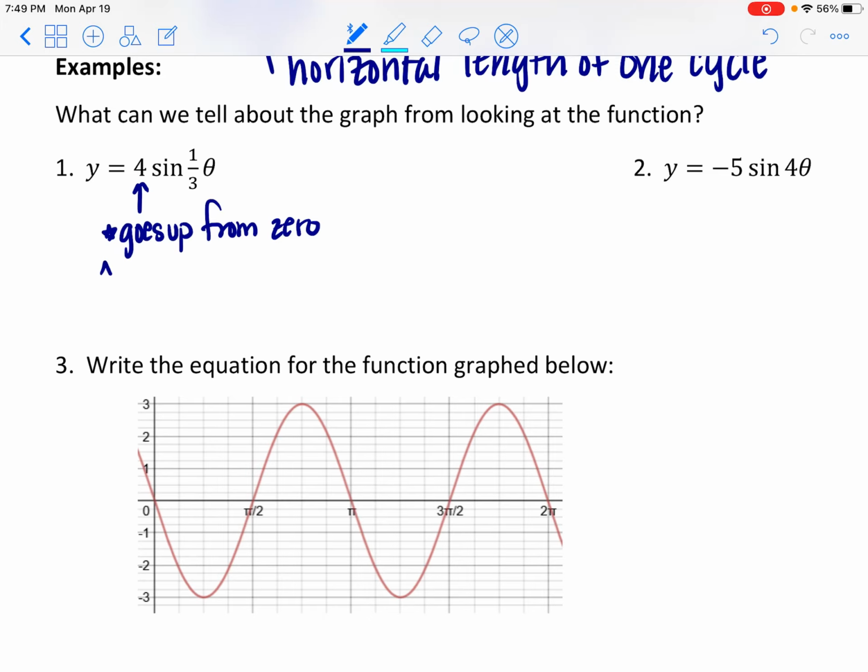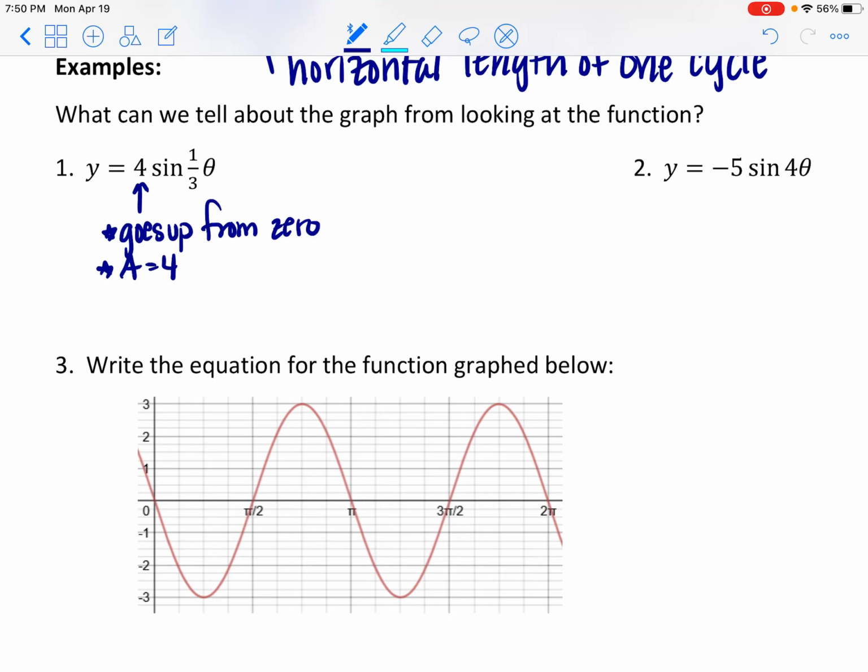And I know that the amplitude is 4. Okay, A is our amplitude, is 4. So when we go up from 0, we're going to go up to a maximum of 4. Then we'll come back down, hit 0 again. Then we'll hit a minimum at -4, and then we'll come back to 0 again. So the amplitude is going to be 4.